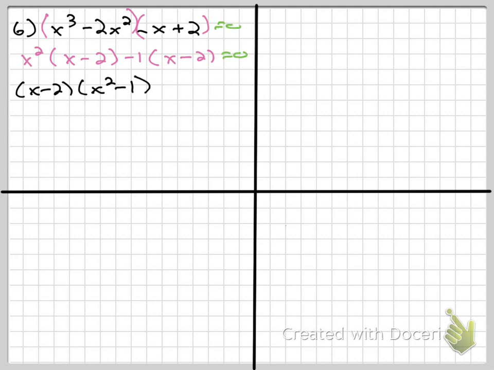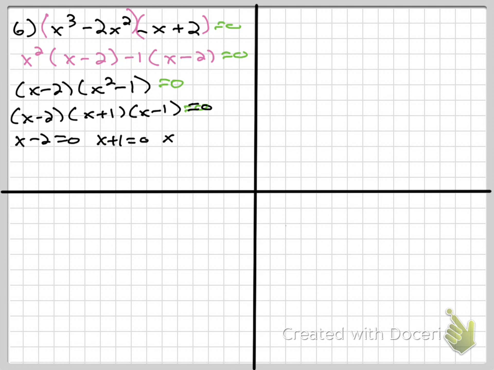Okay. And so x squared minus 1 is difference of squares. So we have x minus 2 times x plus 1 times x minus 1. So our zeros would be 2, negative 1, and 1. Okay. Our original polynomial was cubed, so we'd have that general shape. Okay. No bounce points there.